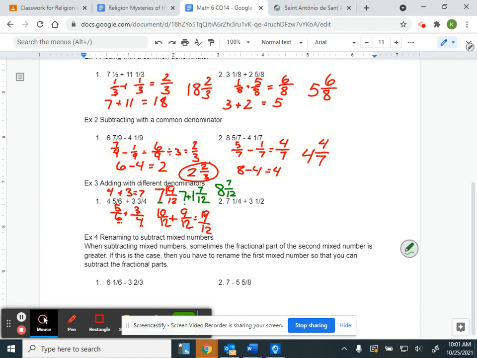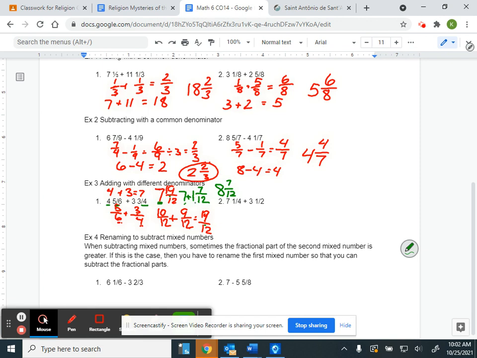So make sure that if you're improper and you pull a whole one out, you add it to the whole number that you already had. So it's just taking that extra step. So we added our fractions and we got 19 twelfths. We added our whole numbers and we got 7. Then we had to change that 19 twelfths to make it proper. And then we had to add the whole numbers together again.